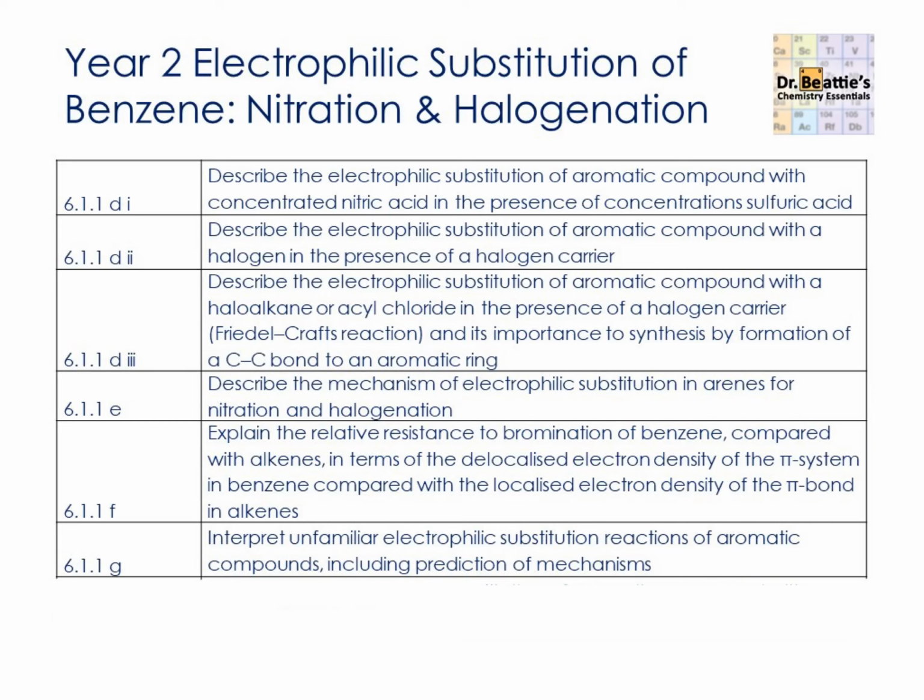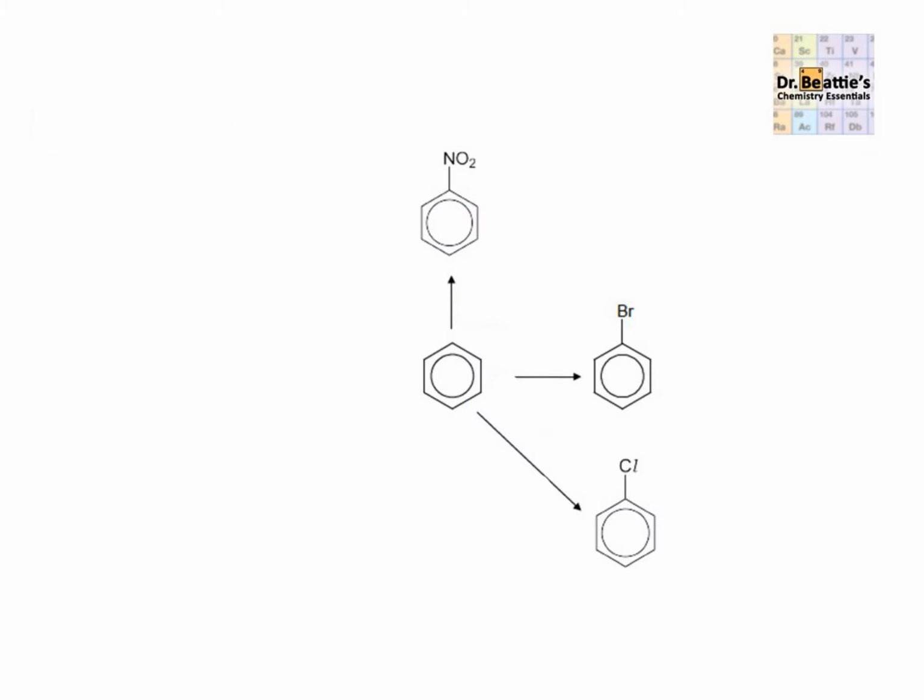In this video we're going to be looking at the electrophilic substitution reactions of benzene and focusing in on the two functionalizations of putting a nitro group on, and that's called nitration, and then putting a halogen group on, and that's halogenation. So first let's just focus on what is actually going on in nitration and halogenation.